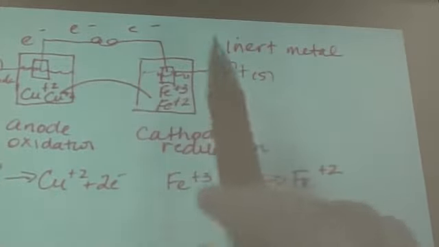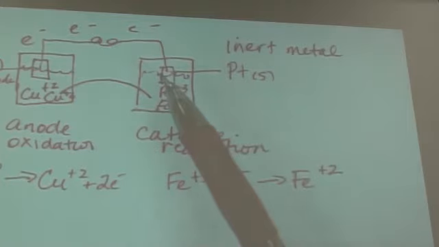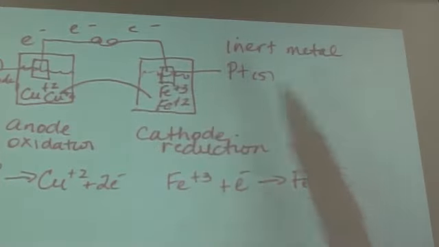So if you do not have, as part of your oxidation or reduction equation, a metal that can serve as an electrode, you have to put in an inert metal electrode.